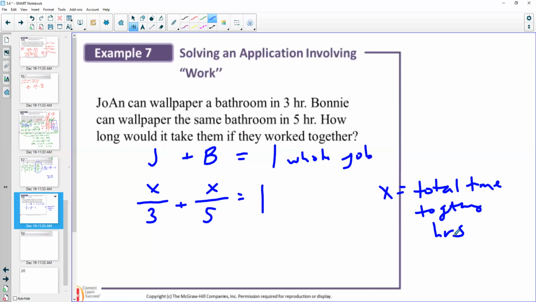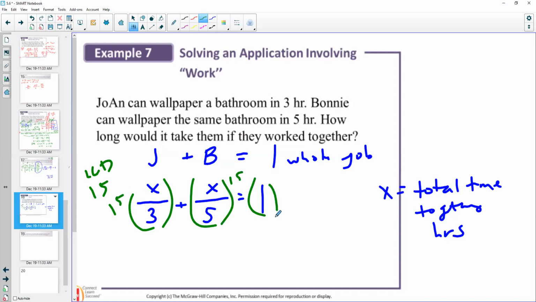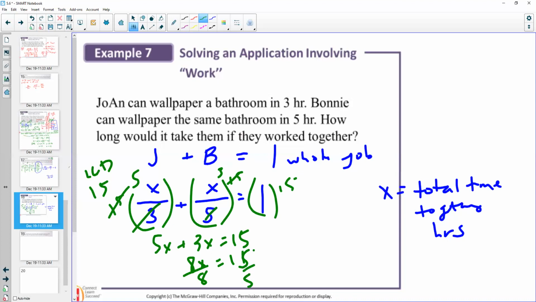Now, this is not horrible to solve, right? Common denominator. The LCD here is 15, and then clear out the fractions, so multiply everything by 15. That becomes a 5, that becomes a 3. So we get 5x plus 3x equals 15. 8x equals 15. Divide by 8. x is 15 over 8, which is the same as 1 and 7/8. So it takes them a little less than 2 hours to do the job together.